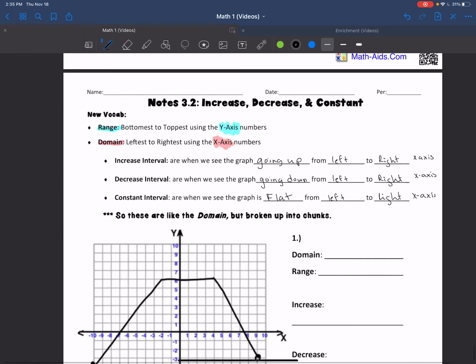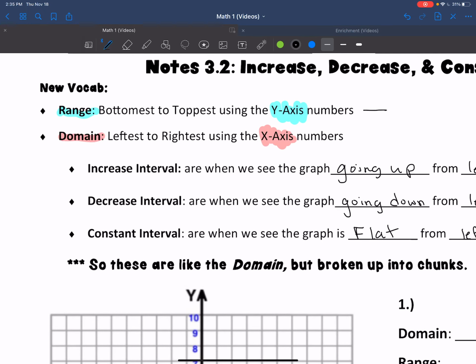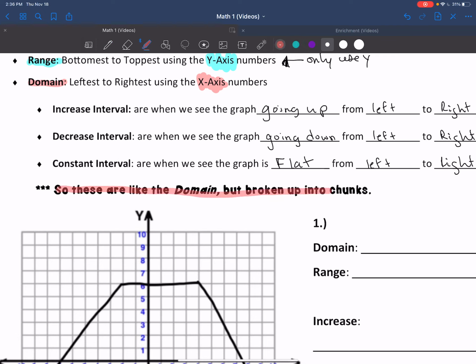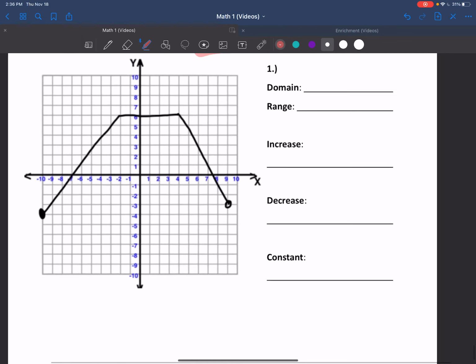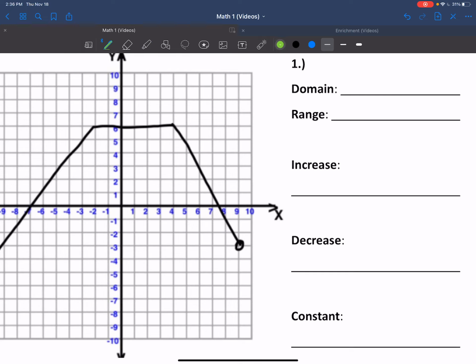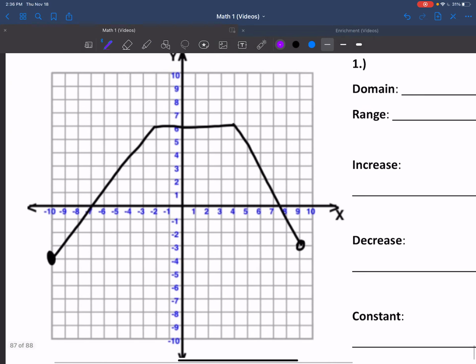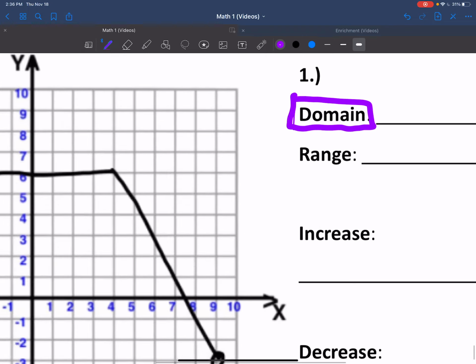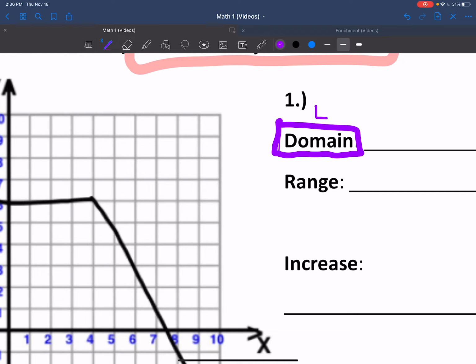So the only time we are going to use the y-axis is with the range. That is the only time we use the y. Okay? Now, increase, decrease, constant, these are all like the domain. It's like chunks, broken chunks of the domain. So what you're going to want to do is use 5 different colors. Like for me, I'm using purple for domain. So I'm going to box in domain in purple. Okay? And this domain, remember, is going from left to right, which means we use the x-axis.